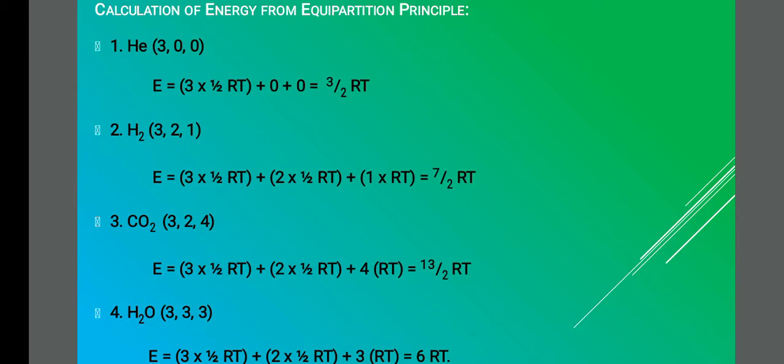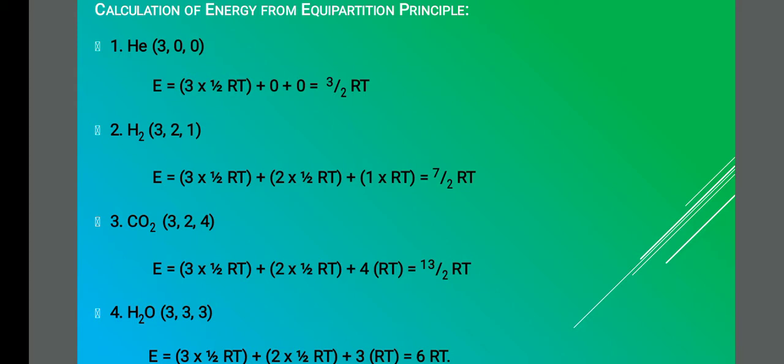All molecules will have 3 translational degrees of freedom. Coming to rotational, a linear molecule will have 2 rotational, and a non-linear molecule will have 3 rotational degrees of freedom. And coming to vibrational, there are 2 modes. For a linear molecule it is 3n minus 5, and for a non-linear molecule it is 3n minus 6.